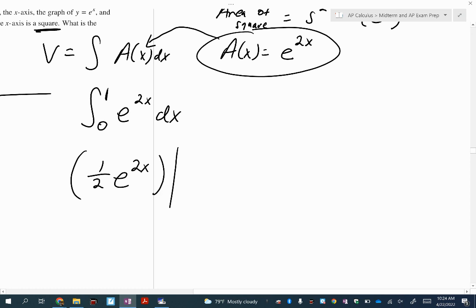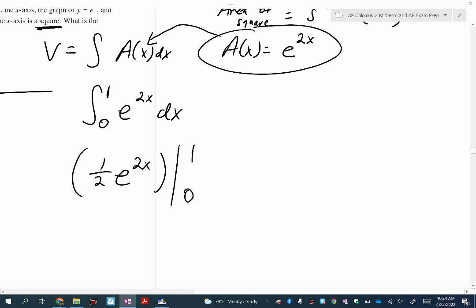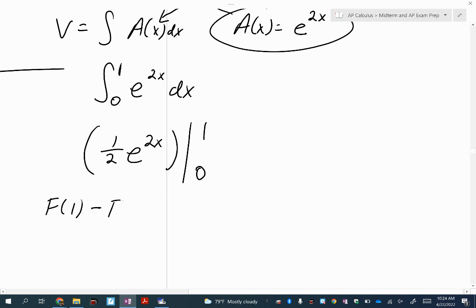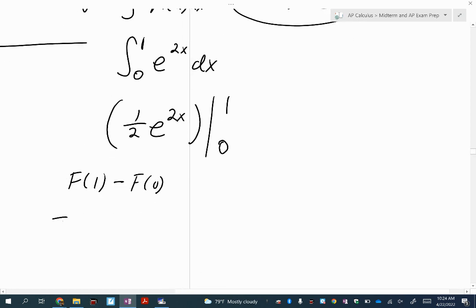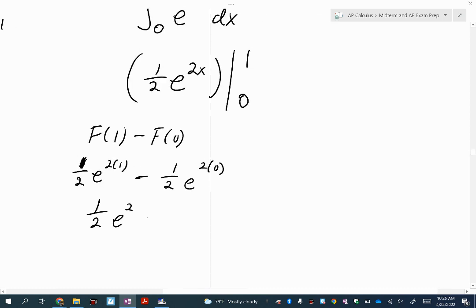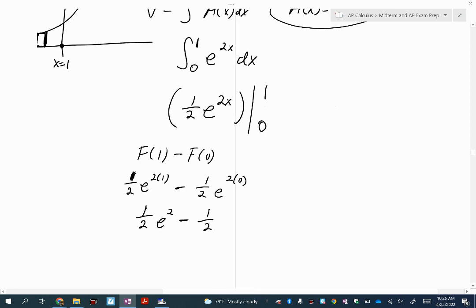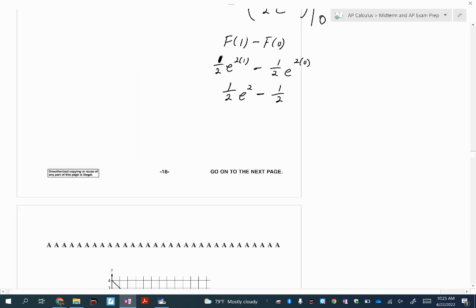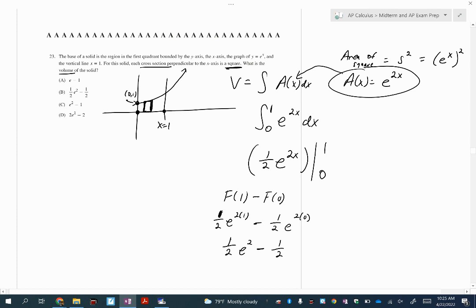And what are we evaluating it at? Very good. So 1 and then 0. So I'm going to do f of 1 minus f of 0. So that's 1/2 times e squared minus, what's e to the 0 power? It's 1, so this is minus 1/2. And you should be able to find your answer now. C. No, it's B.